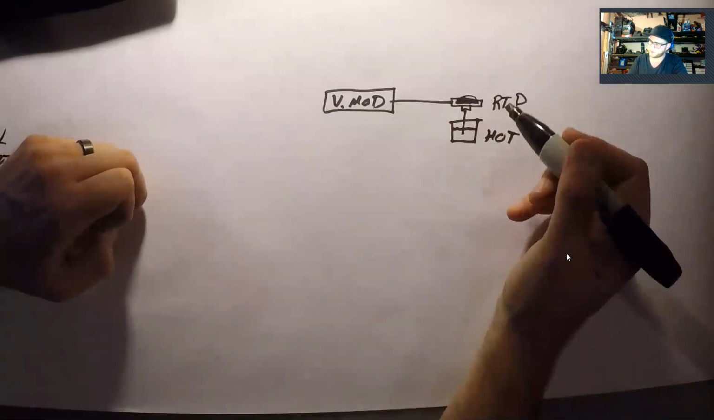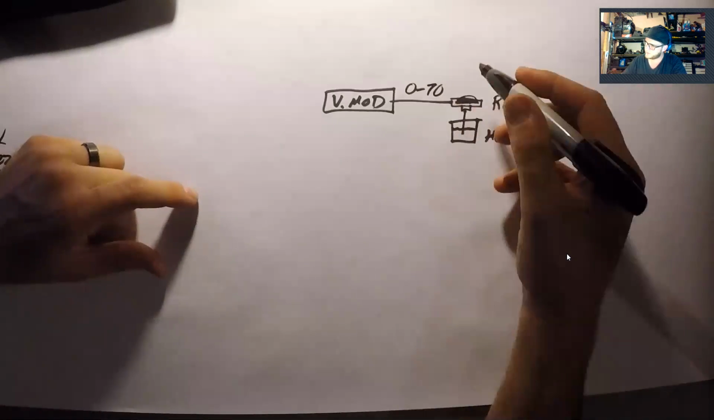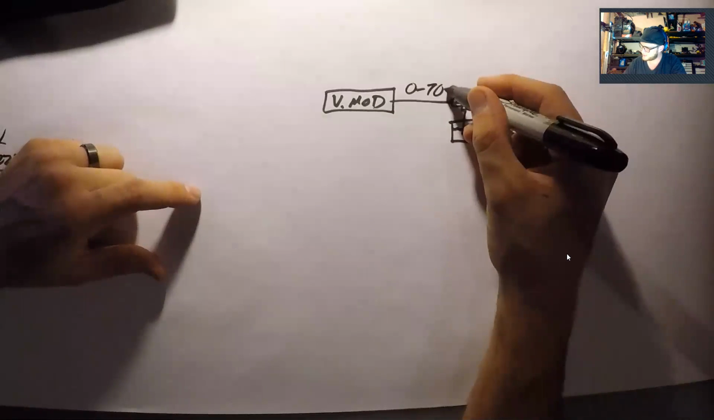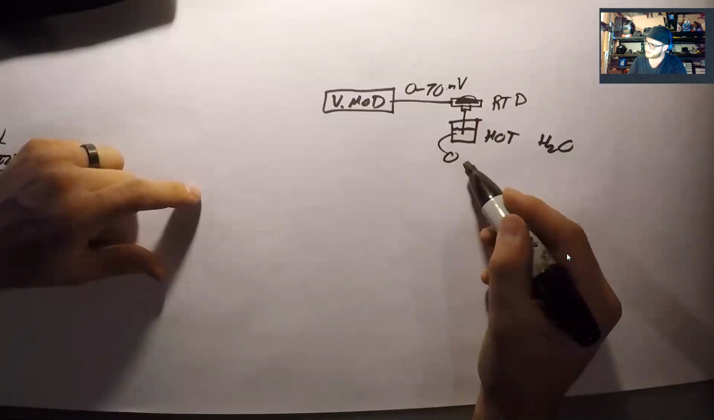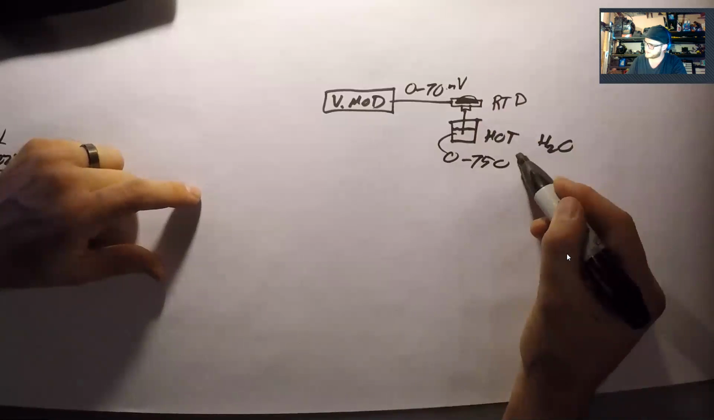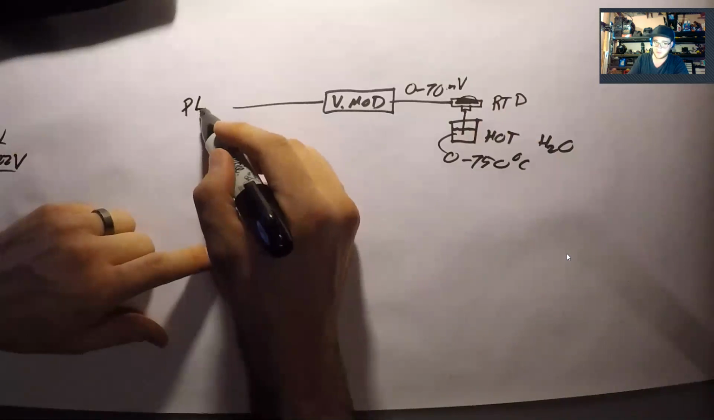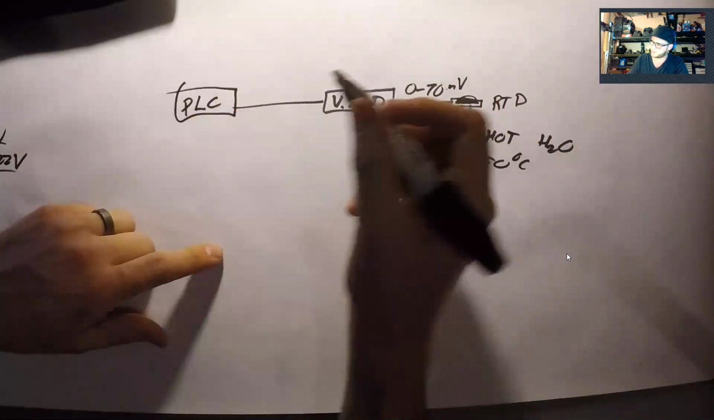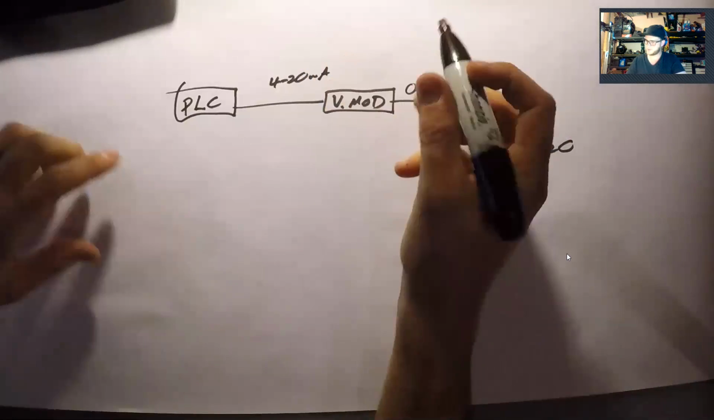So there will be a little circuit board inside the housing of this RTD. And that'll do that conversion for you. And it'll put out a 4 to 20 signal. But let's just say, for the sake of argument, we're just going to show this in our schematic. So 0 to 70 millivolts. This can be 0 to 750 degrees C. That's output to our controller as 4 to 20 milliamps.